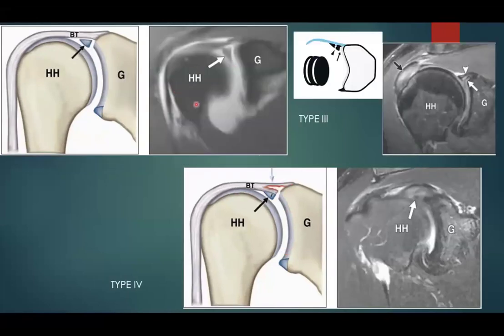Type 3 bucket handle tear of the superior labrum shows displacement of the torn central part of the labrum into the joint while the biceps tendon remains attached to the glenoid. The MR arthrogram shows a bucket handle anterosuperior tear of the superior labrum.